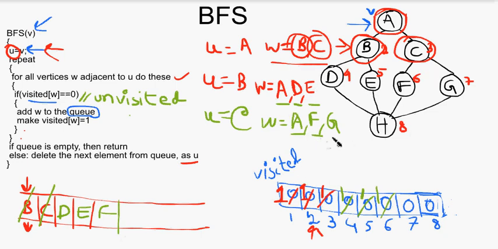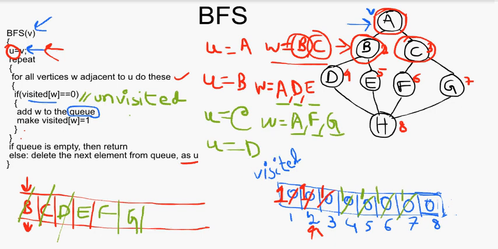Then you go to G. G is inserted in the queue, and G is marked 1. And the queue is not empty. U becomes D. Delete it from the queue. And the neighbors for U are B, which is already visited, and H.